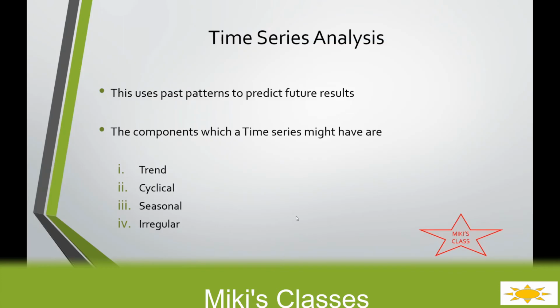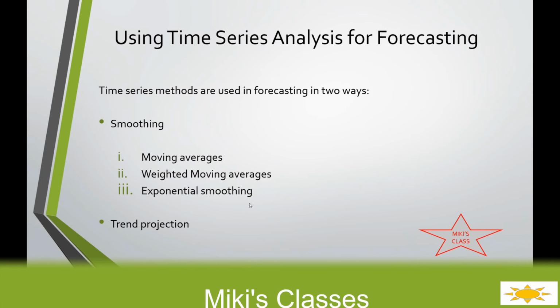Okay, let's go back now. The components which a time series might have are trend, cyclical, seasonal, irregular. Let's find out what these might be.